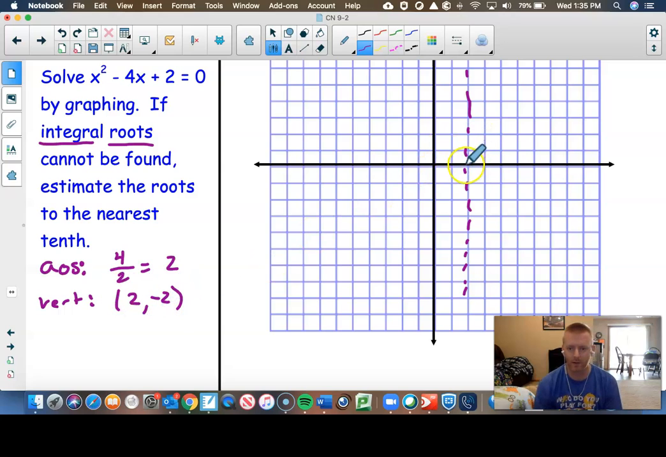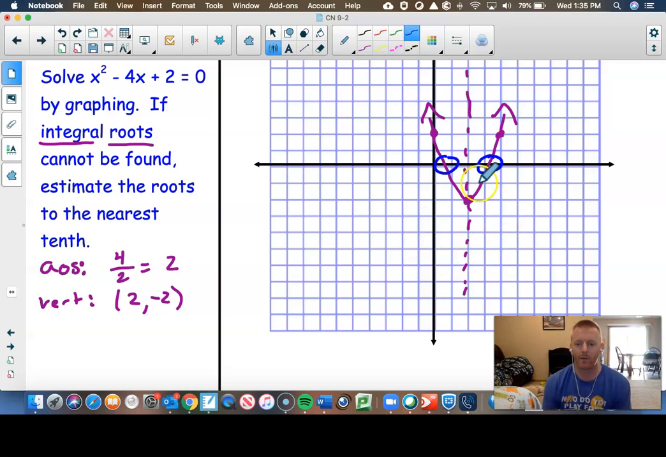So I'm going to go to the right 2 and then down 2, and that's my vertex. My y-intercept was at 2, so I'm going to go up 1, 2, and I have a dot there, and I have a dot here. Now, as I go up here, you'll notice that these spots are not crossing very nicely. So to give myself a nice, clean answer, I can't.